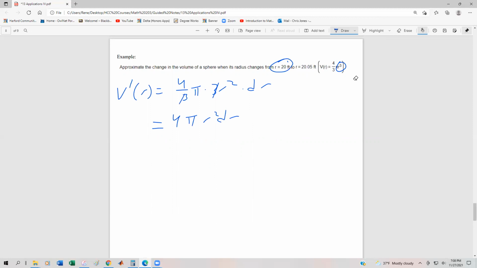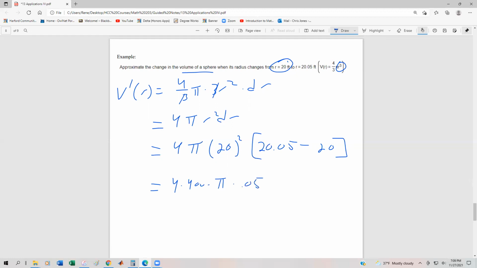We know the initial value of the radius was 20, and this is going to give us the change in the volume of the sphere. It's similar to a related rate problem that we did earlier in the course. So this is 4 pi times 20 squared, and the change in the radius is terminal minus initial, so 20.05 minus 20. Our answer is in feet cubed because we're changing the volume of the sphere. Really this is 4 times 400 times pi times 0.05.